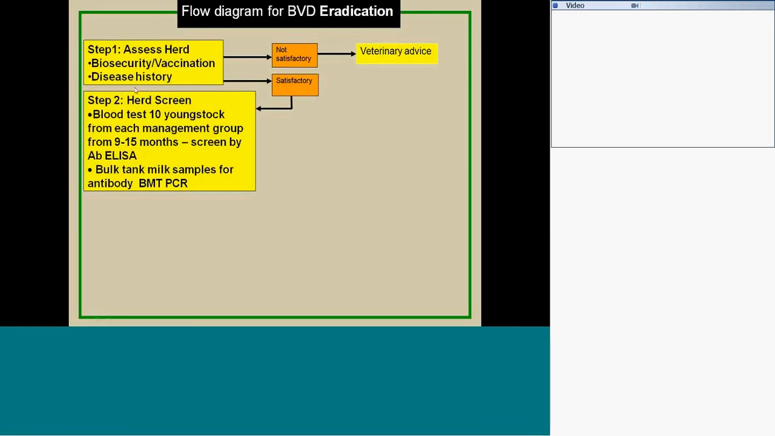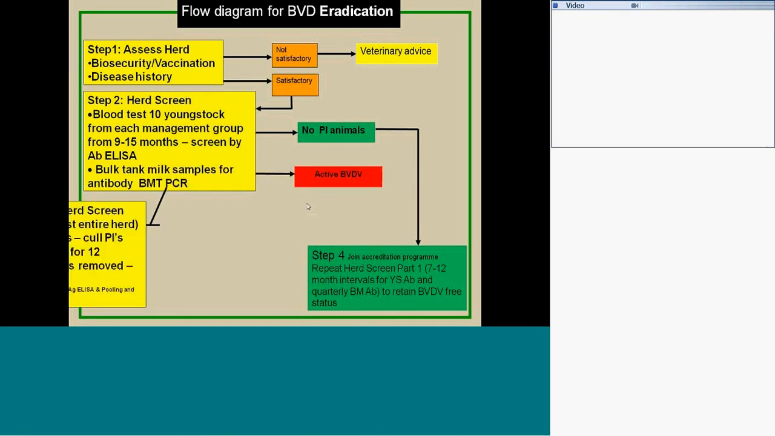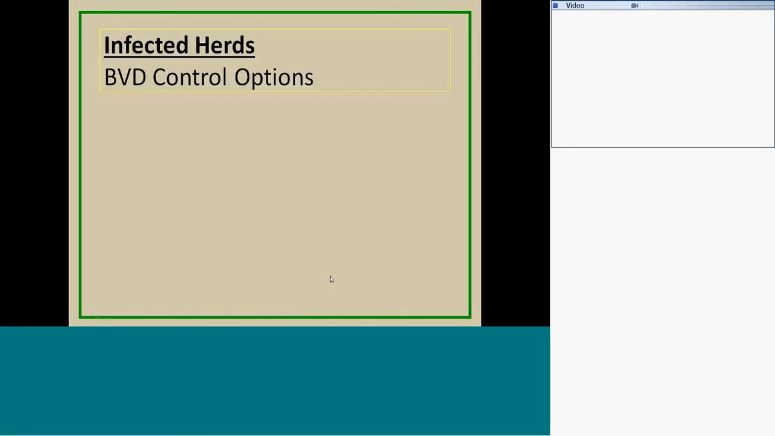So very cheaply, we can discover what your herd status is for BVD. And like I say, if there's no PI animals present, we can just go on and undertake further surveillance and really re-emphasize this step up here of biosecurity and vaccination and protection. If your herd does appear to be infected with BVD, then what we need to do is find the PIs and cull them out of the herd. Once we've culled them out and we've been free for 12 months and haven't found any further PIs, then we can start to go back to this surveillance stage again.